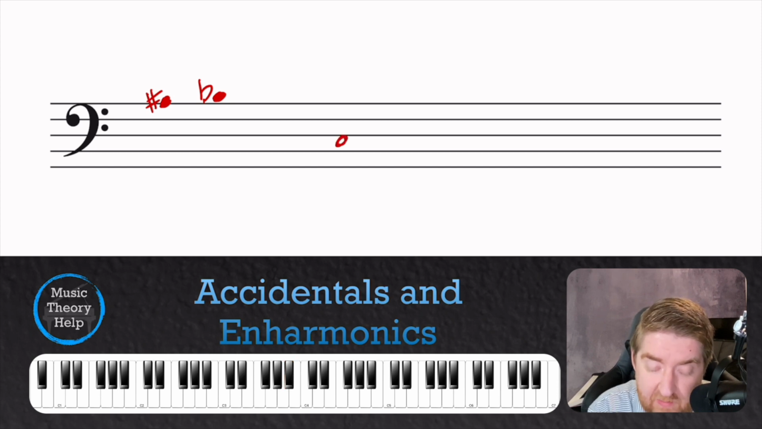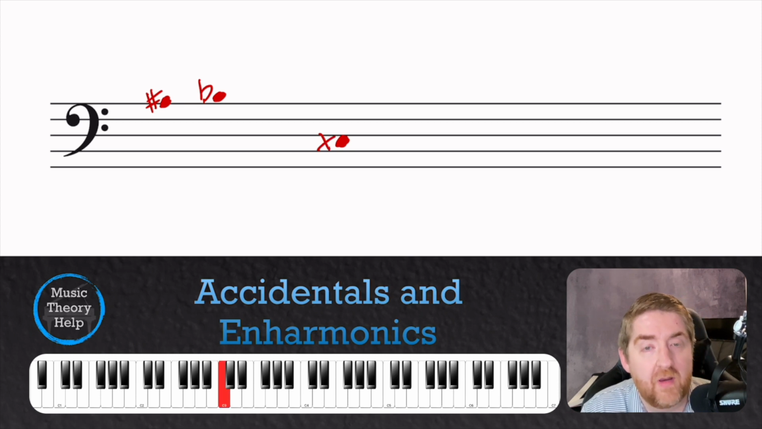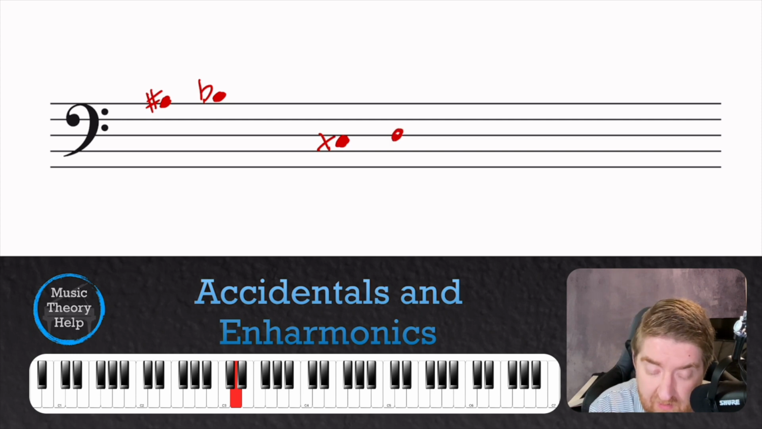What about this? How about C double sharp? I'm going to play a C natural. I'm going to move up to C sharp by a half step and up another half step to D natural. C double sharp is enharmonic with D natural.